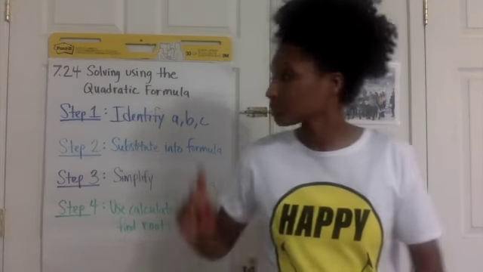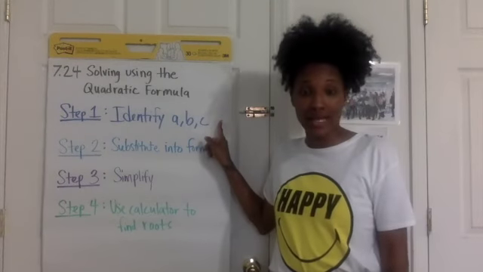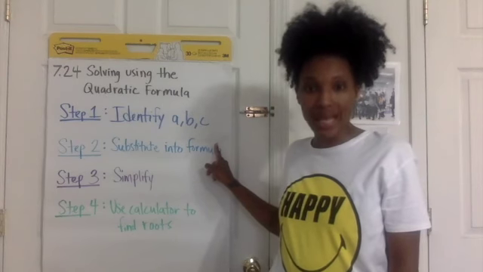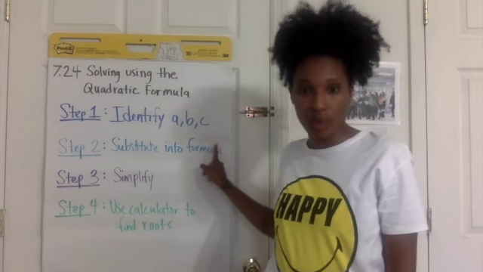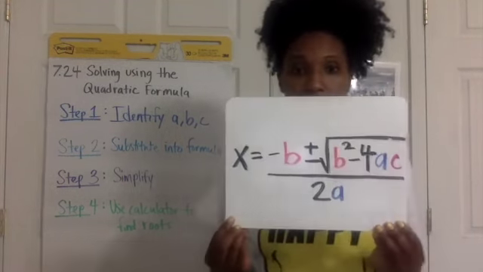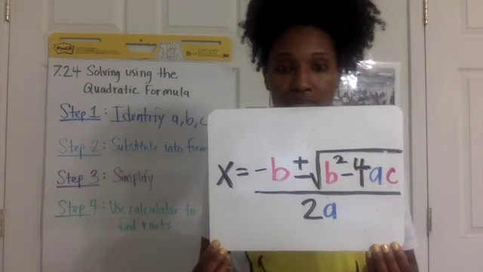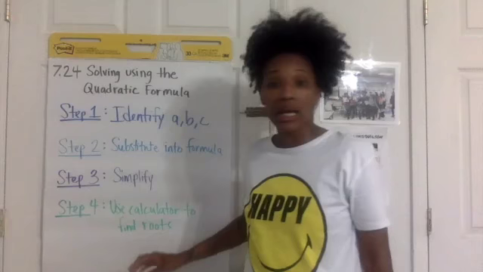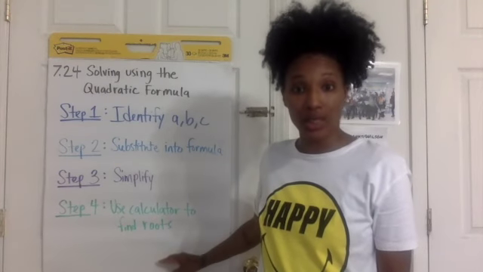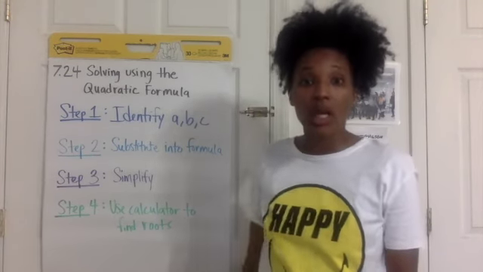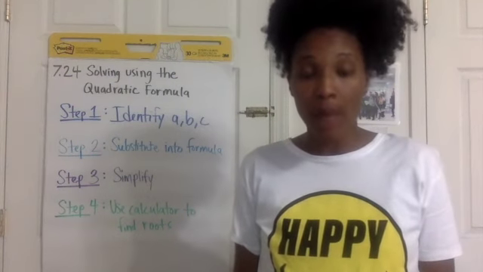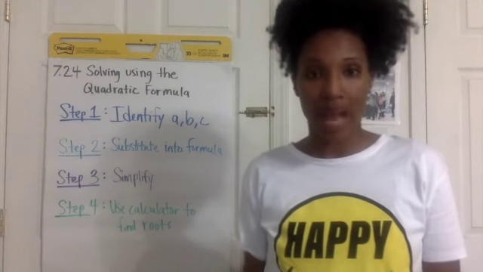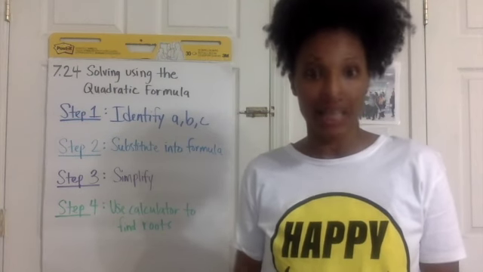Okay, so let's recap the 4 steps that we use when solving with the quadratic formula. Step 1, we identify the a, b, and c. Step 2, we substitute the a, b, and c into the quadratic formula. This is our quadratic formula. Step 3, we simplify. Step 4, we're going to use our calculator to find the roots. Your roots may be a whole number, but they may also be decimals. And that's completely okay because a parabola can cross the x-axis at a decimal.